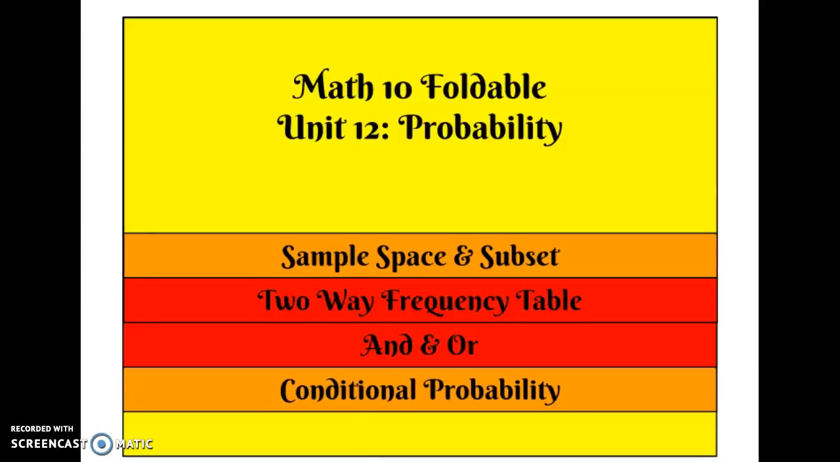Okay, today we're going to work on our third tab of the foldable that's on probability, and that's Unit 12. And the tab's called and, or. I believe we're going to spend 2 days on this, so save a little bit of room from today to do it for tomorrow. But again, this is going to be the third tab, and, or on probability.